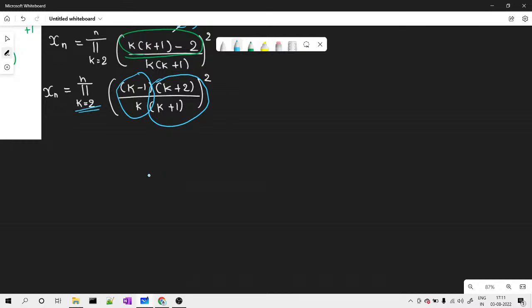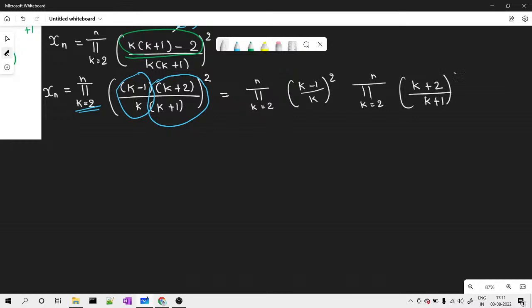If I start doing the product, the terms will get cancelled. Let's see how the terms will get cancelled. To do that, the first thing that we do is try to separate these two. So in the first half, the product of k running from 2 to n is nothing but ((k minus 1) by k) the whole square. Product k running from 2 to n, the product of ((k plus 2) by (k plus 1)) the whole square.